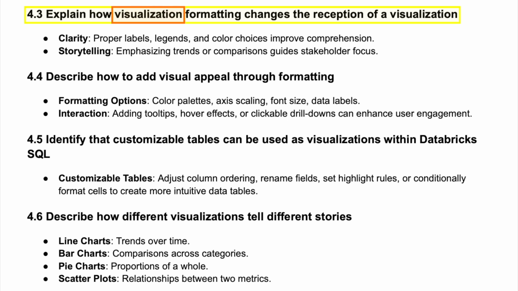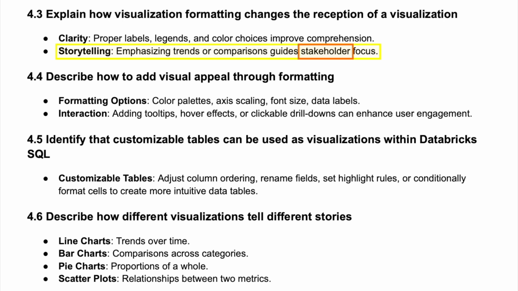4.3 Explain how visualization formatting changes the reception of a visualization. Clarity: proper labels, legends, and color choices improve comprehension. Storytelling: emphasizing trends or comparisons guides stakeholder focus. 4.4 Describe how to add visual appeal through formatting. Formatting options: color palettes, axis scaling, font size, data labels. Interaction, adding tooltips, hover effects, or clickable drill downs can enhance user engagement.